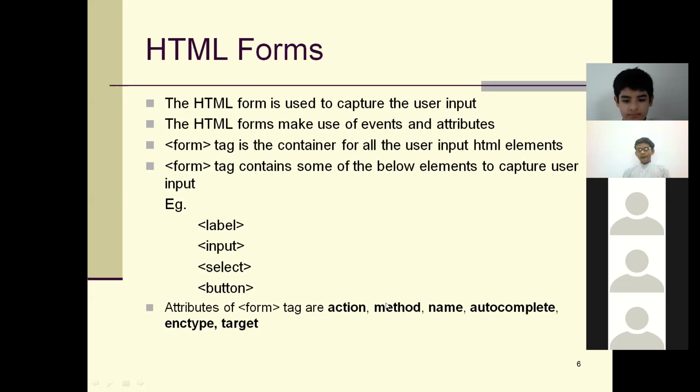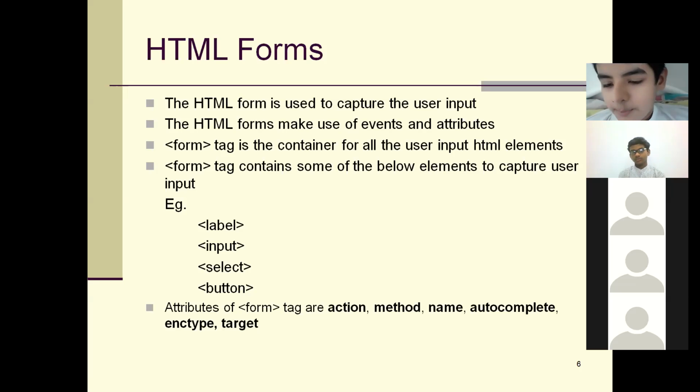Method is one more attribute which says what type of request it is, whether you are trying to update the database, or just retrieve the details from the backend. Those kinds of keywords you specify in the method, like get, post, delete, update. There are six to seven of them.